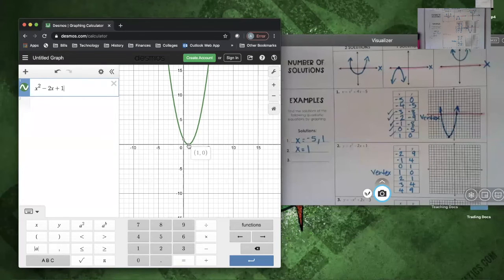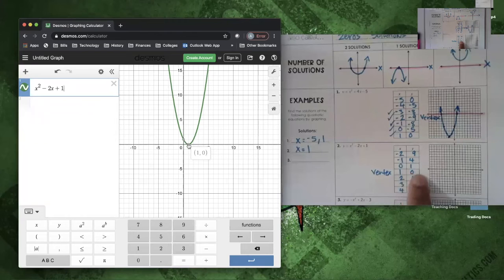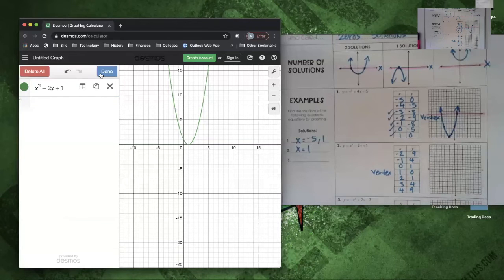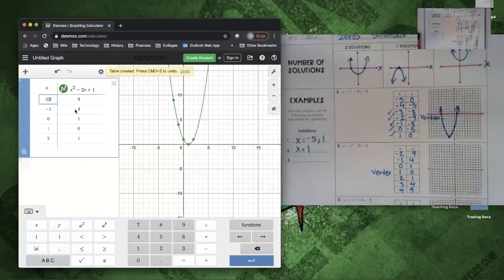In this case, it's 1, 0. So I want to put that right in the middle of my table because I want 3 points above and 3 points below. So if I go into Desmos here, I'm going to hit that little circular key, hit the data functions, and I'm going to be able to get my set of points.